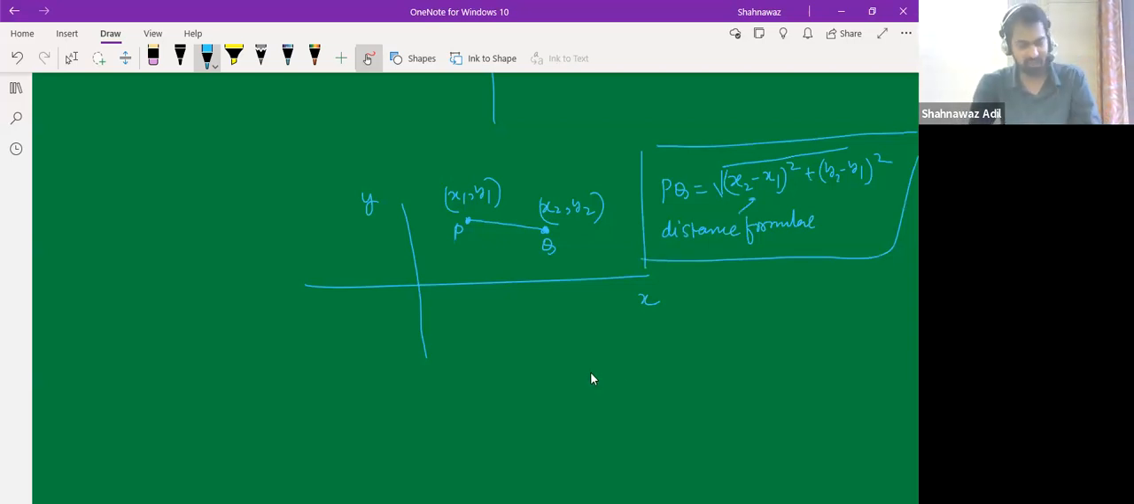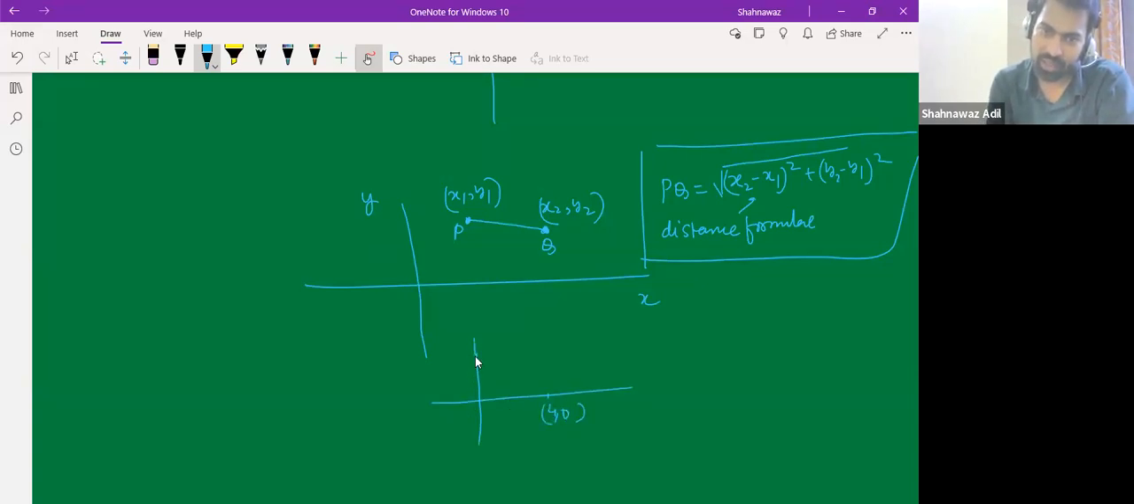So whenever we have two coordinate points, then we can calculate the distance. Let's say that I have this point 4 comma 0 and this point 0 comma 3, and I want to calculate the distance from this point to this point. So this is x2 and y2, and this is x1 and y1.